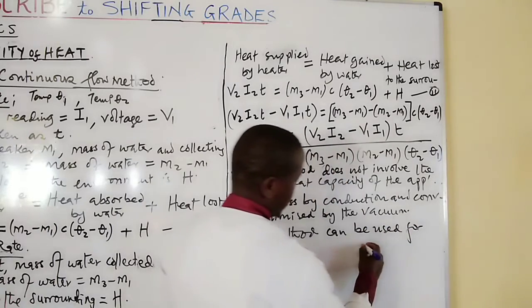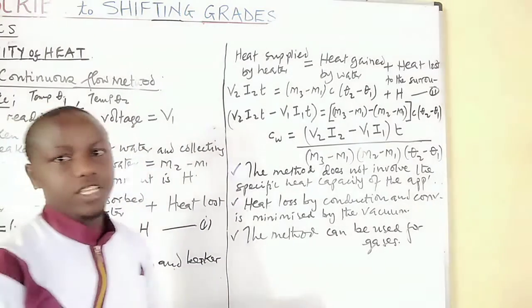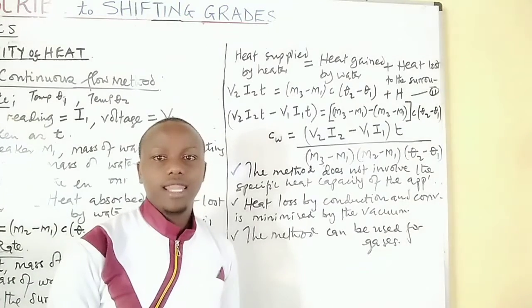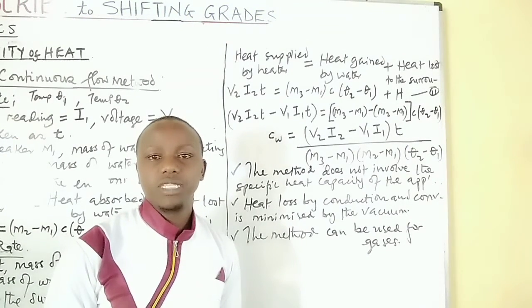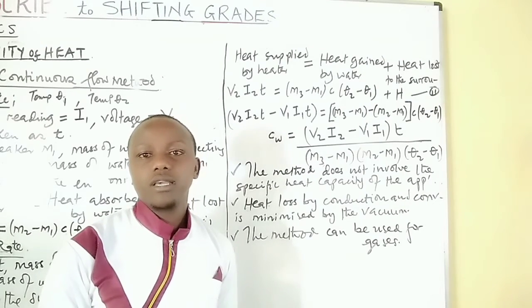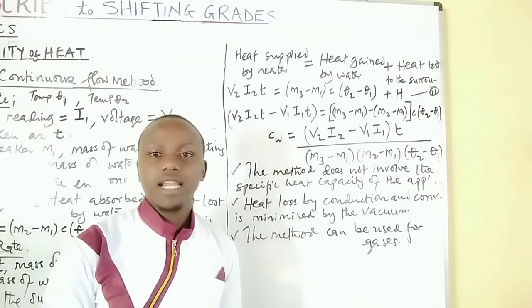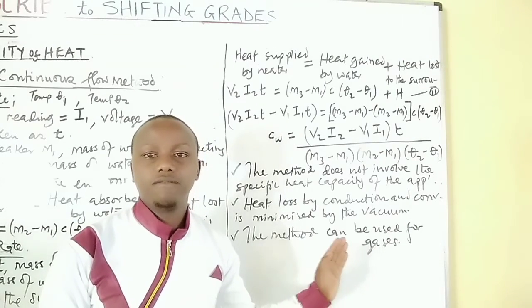for gases. It can be used for gases. So this method can be used for gases, unlike the other methods where we could only determine the specific heat capacity of solids and liquids. The continuous flow method can also be used to determine the specific heat capacity of gases. So that is the method called the flow rate.